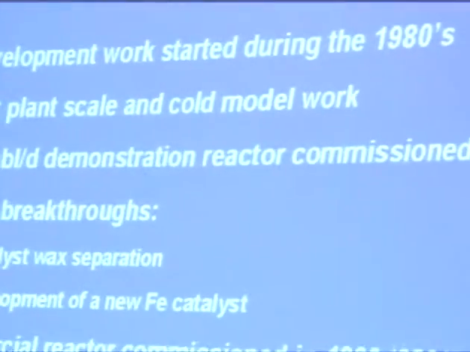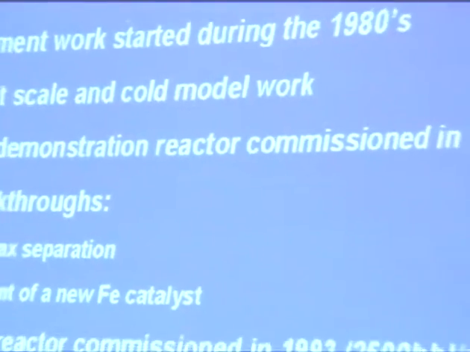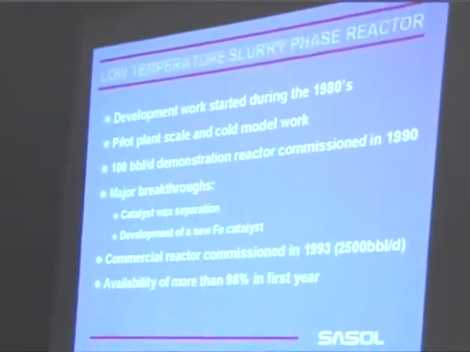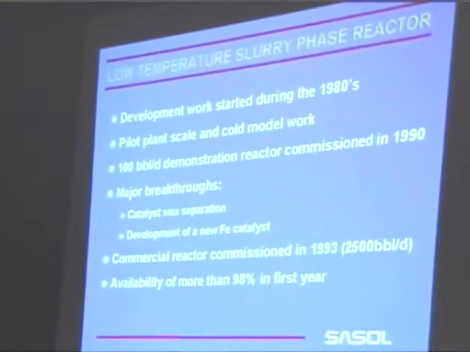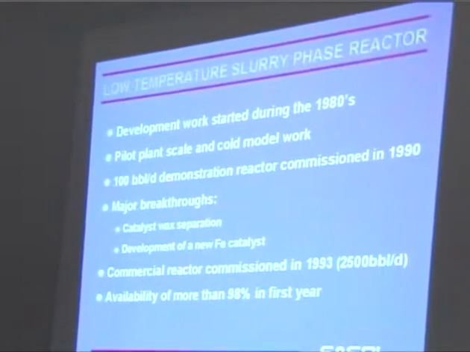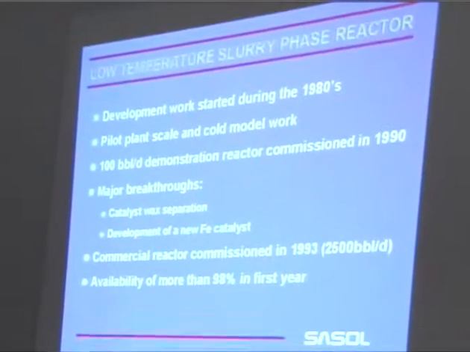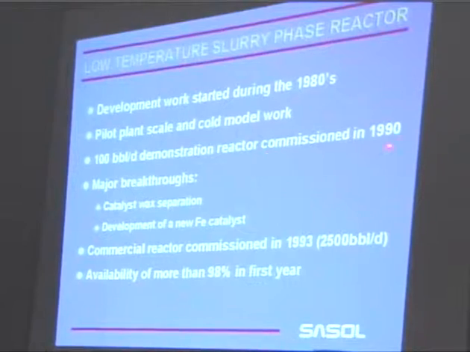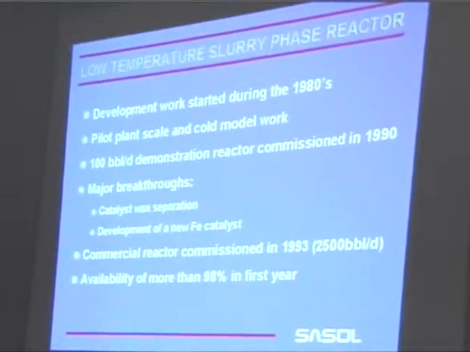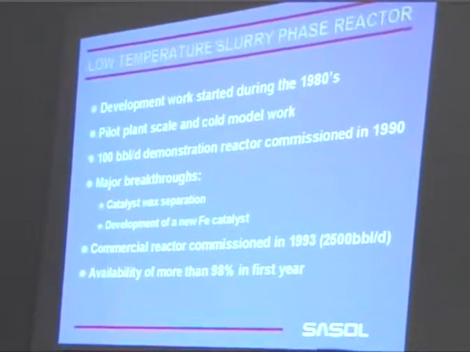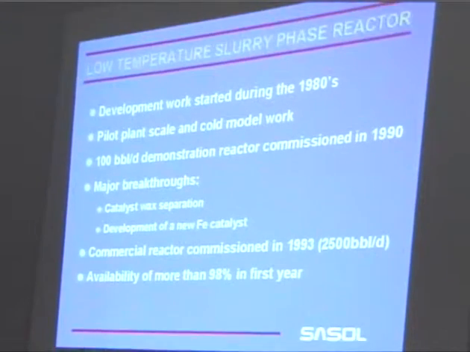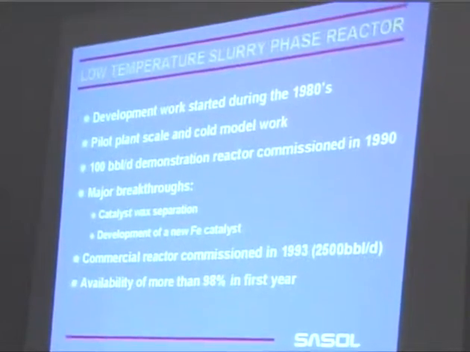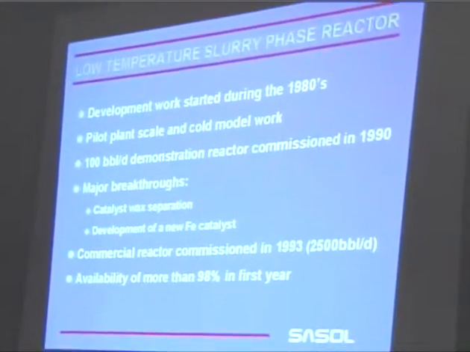Remember, in 1983 we commissioned that 100 barrels per day demonstration reactor, and in 1989 we built the SAS reactor. So we had now completed our development work on the SAS reactor, and this 100 barrels per day reactor became available. We decided to convert that reactor to a slurry phase reactor, and it was recommissioned in 1990 as a slurry phase reactor. So it started off life as a SAS, and then it was reborn as an iron-based slurry phase reactor.